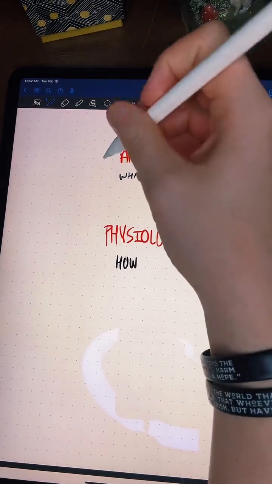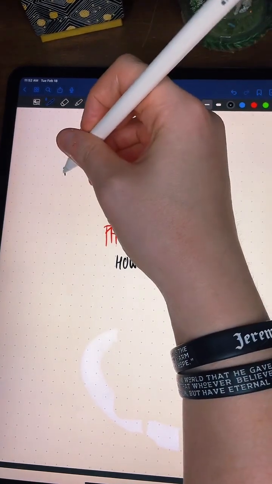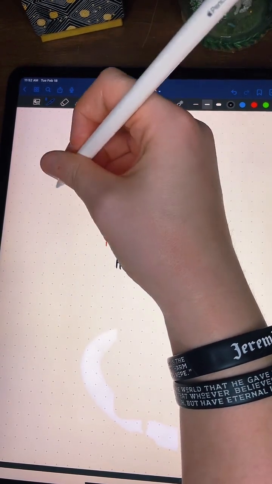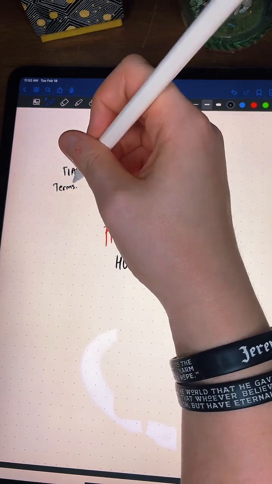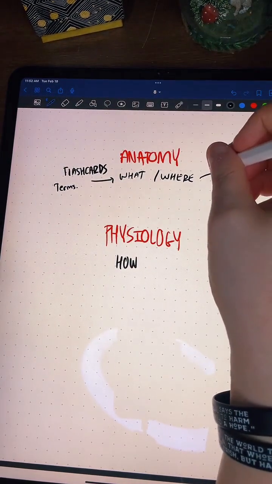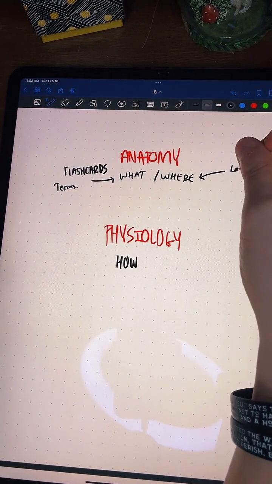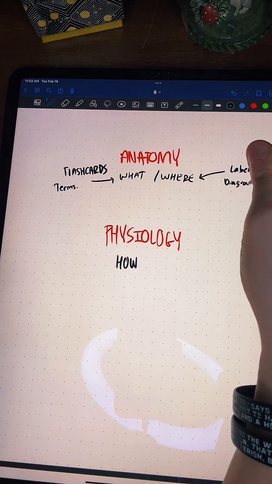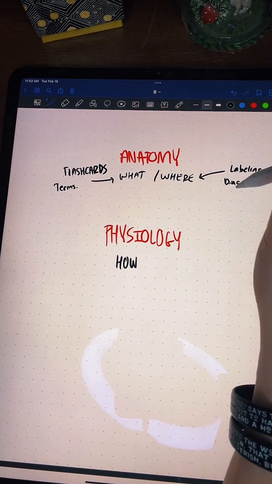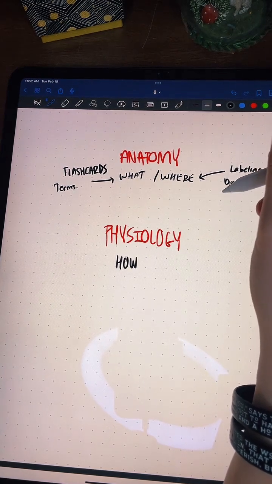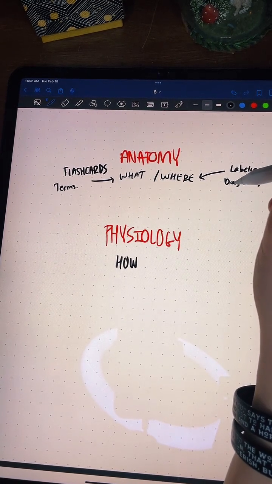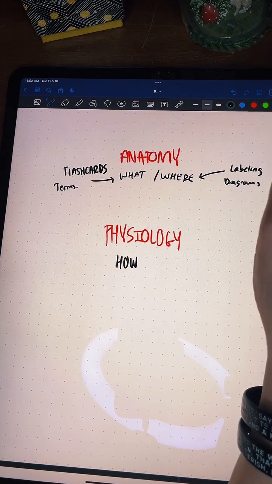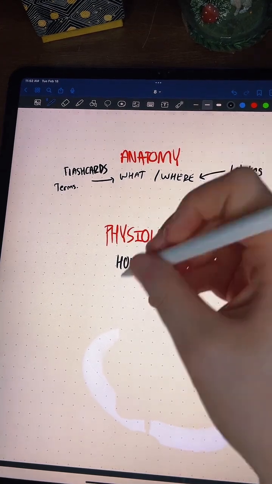But for what things are, I always try to recommend flashcards, just for terms, definitions. And then where, I always do labeling. So labeling diagrams over and over. I mostly focus on what I'm given in class in my lectures. And then I do stuff from the textbook, and I do some other resources.